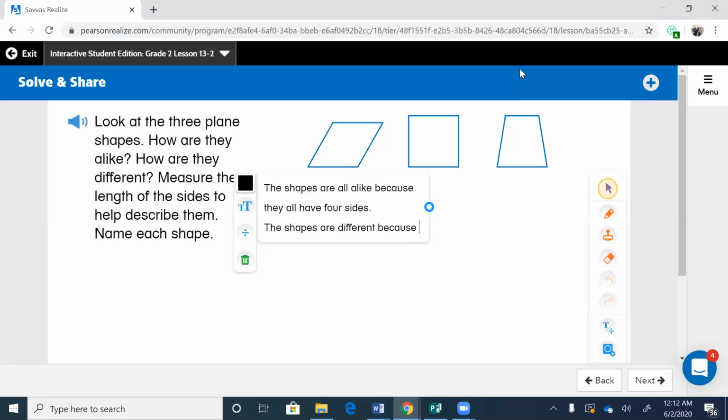Well, I notice on the third shape, the top is smaller than the bottom. And the first shape is sideways, right? It looks like a rhombus sideways. So let's say the shapes are different because, what's the best way to put this in words? This is why I need you guys with me. The shapes are different because they have different angles. Okay, there we go.